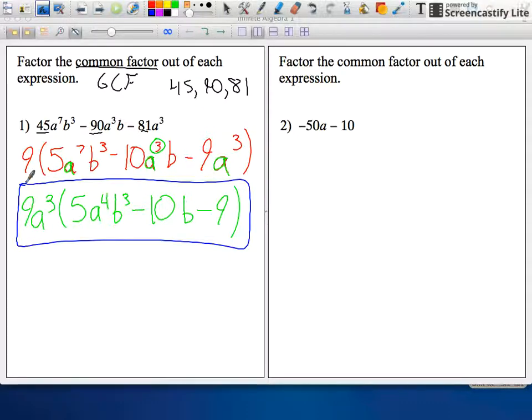When I look at these numbers, I see that we have a 5 that can go into both, but the bigger choice is a 10 that can go into both. Because this is a leading negative, most places will go ahead and pull out a negative 10. That would change this to be a 5a. Minus 10 divided by negative 10 is going to just be a plus 1.